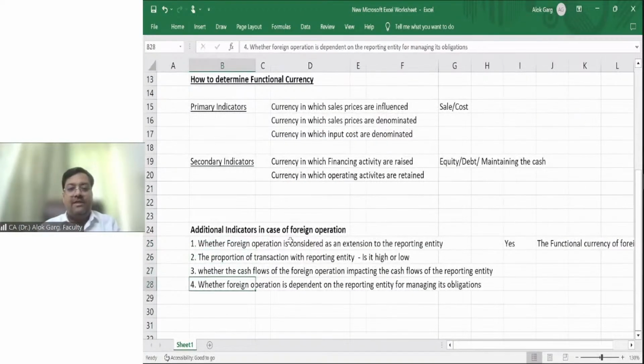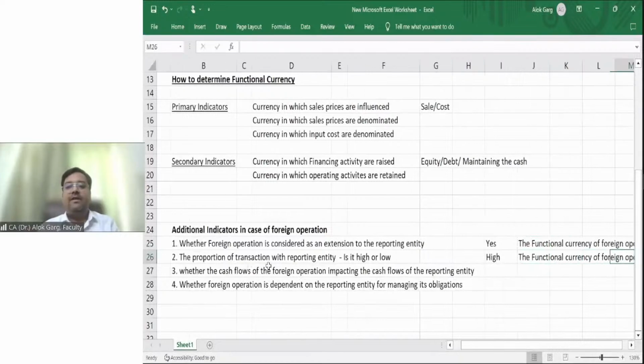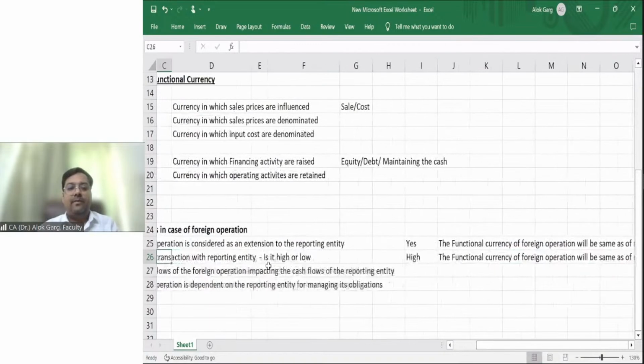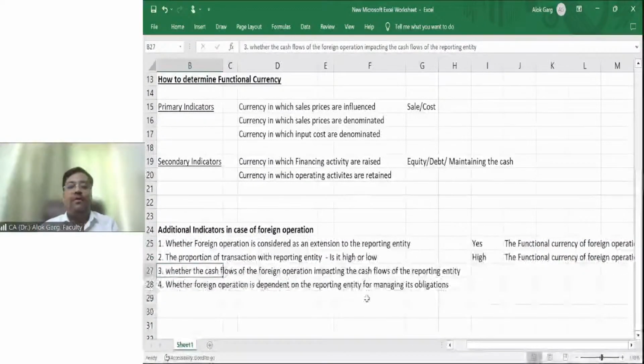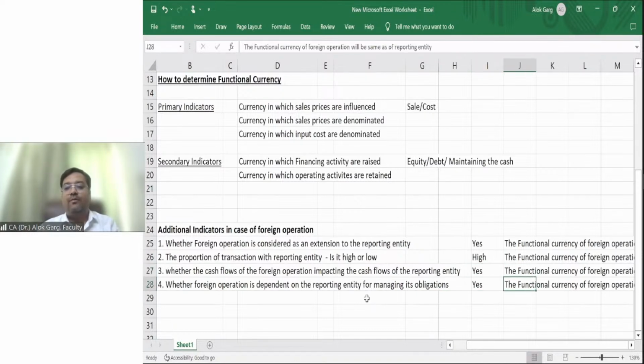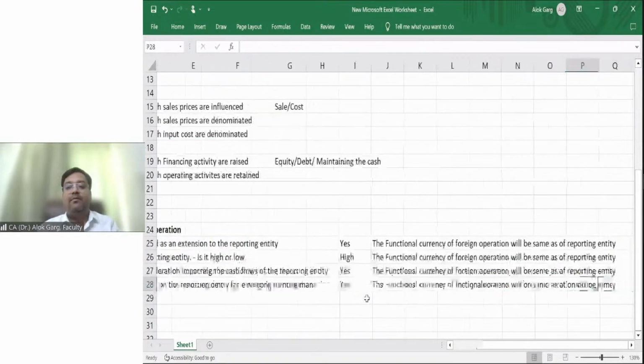The proportion of transactions with the reporting entity, is it high or low? It is high. Again, the functional currency of the foreign operation will be the same as that of the reporting entity. Whether the cash flow of the foreign operation impacts the cash flow of the reporting entity? Answer is yes. The functional currency of the foreign operation will be the same. Whether the foreign operation is dependent on the reporting entity for managing its obligations? Answer is yes. So the functional currency of the foreign operation will be the same as that of the reporting entity.